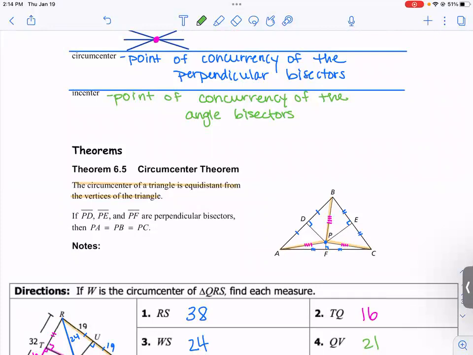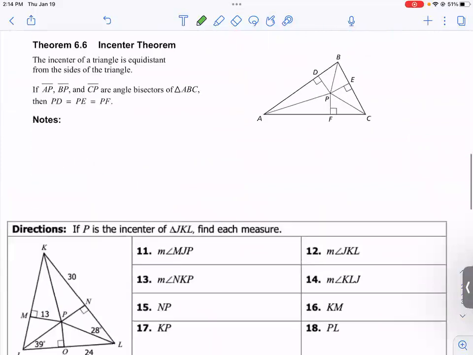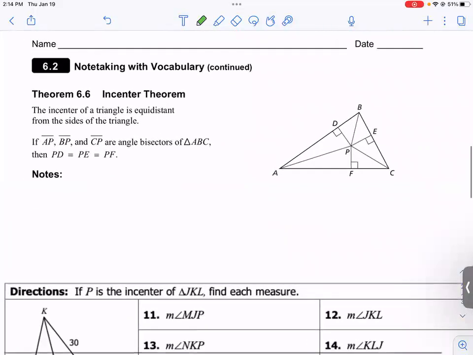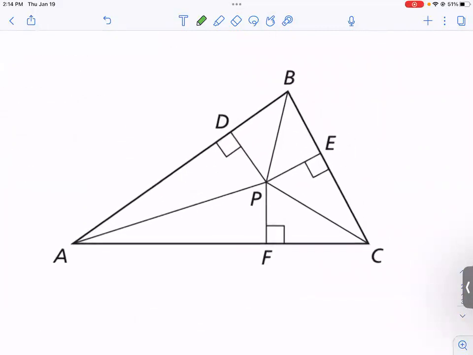What I'm gonna have you do is just tuck it in like this, and then we're gonna turn the page and talk about the in-center on page 172. So just tuck it in and then let's go to the in-center. Okay, so let's remember what happens.